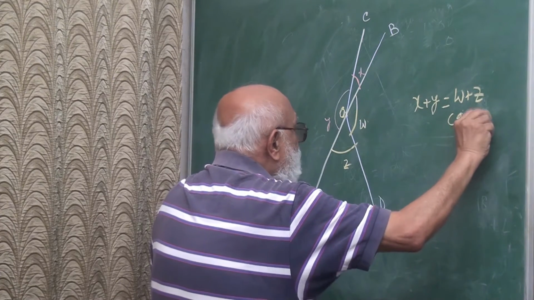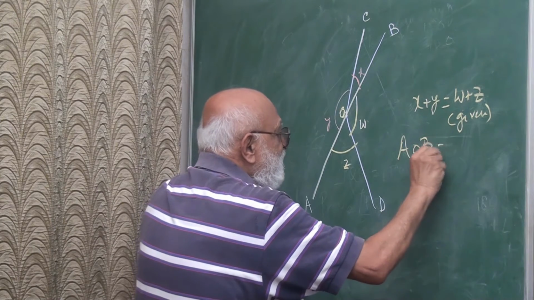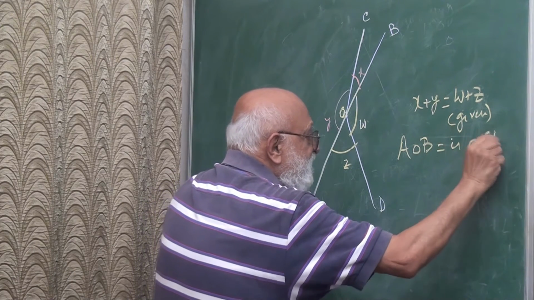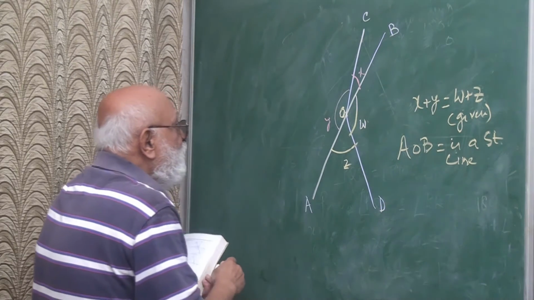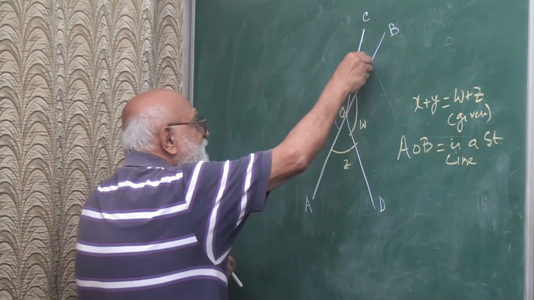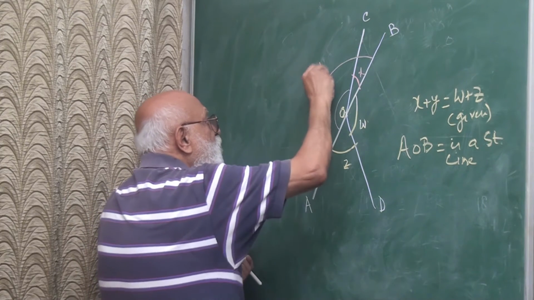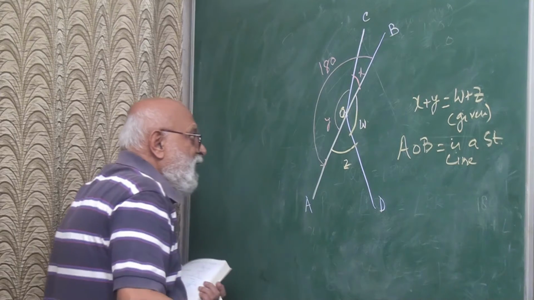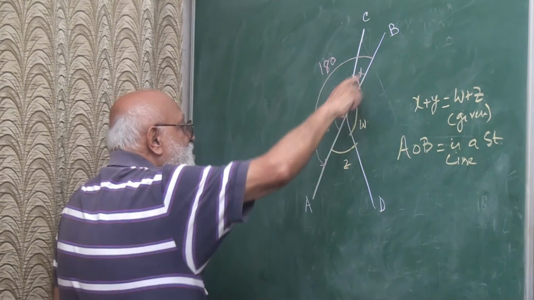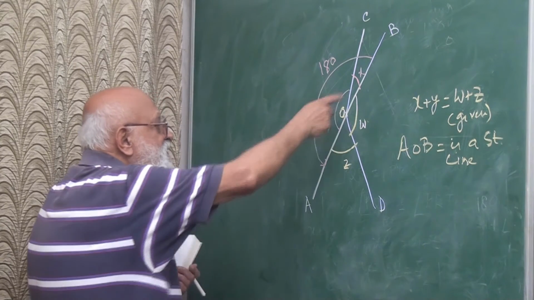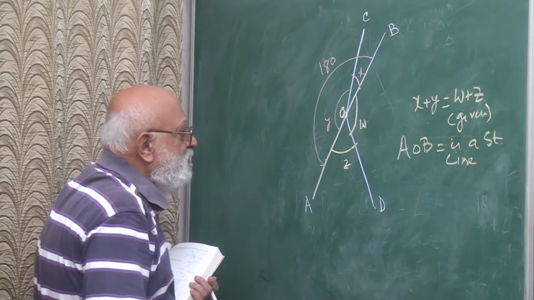Right? What I have to prove? I have to prove AOB is a straight line. What do I have to do for this purpose? I have to prove that this angle here, X plus Y, will be equal to 180 degrees. If I prove that, then I can say OC standing on OB, and these two are a linear pair, and so this will be done.